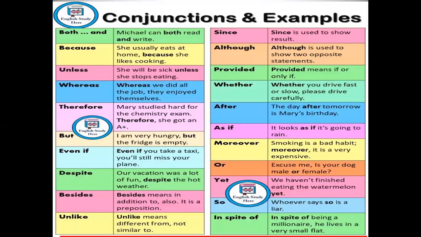Now here you can see some examples of conjunctions. You can just go through them, like both: how can you use both and? Michael can both read and write. She usually eats at home because she likes cooking. Unless: she will be sick unless she stops eating. So you can just read these sentences and understand different kinds of conjunctions.